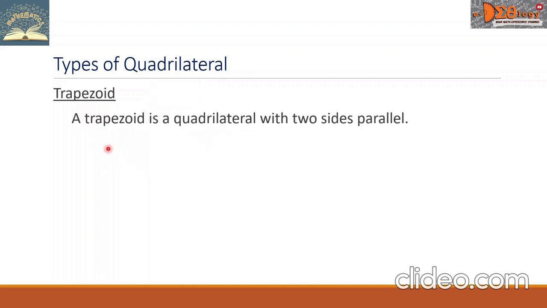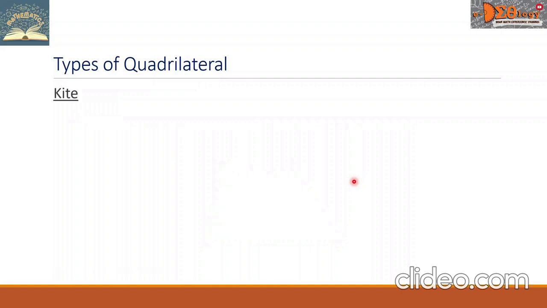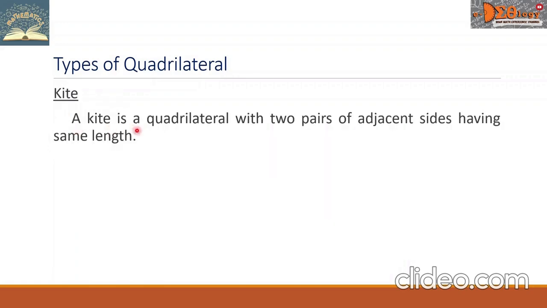Then we have trapezoid. A trapezoid is a quadrilateral with 2 sides parallel. This is an example of a trapezoid. Then we have kite. A kite is a quadrilateral with 2 pairs of adjacent sides having the same length. This is a picture of a kite.